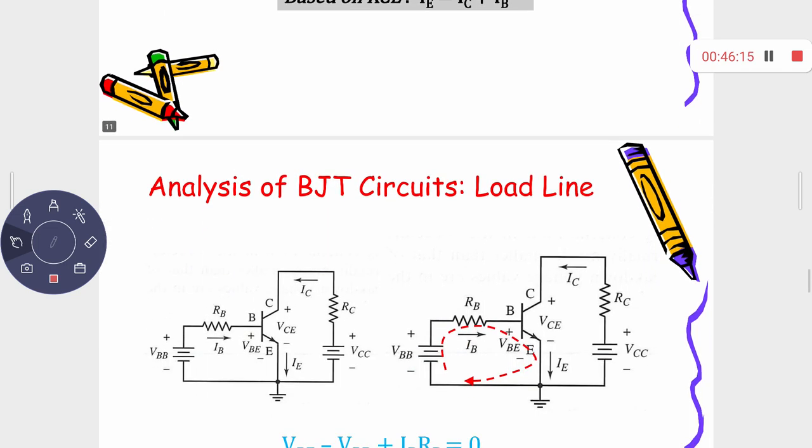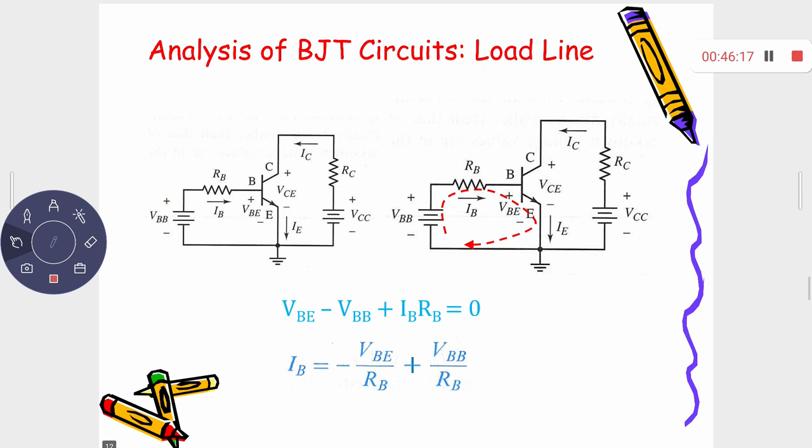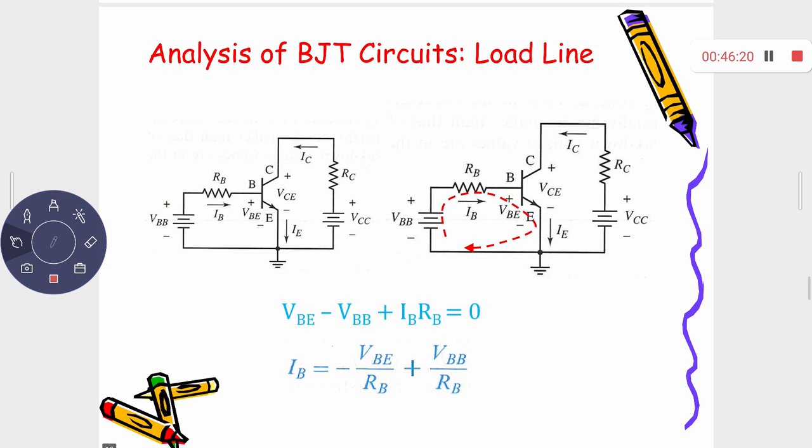Okay, now let's come to the circuit itself. Already you have encountered this circuit previously. Have you seen this circuit? You have to apply KVL. So one loop over there, another loop over there. This is known as the input loop, or base emitter loop, and this is the output loop, or collector emitter loop.